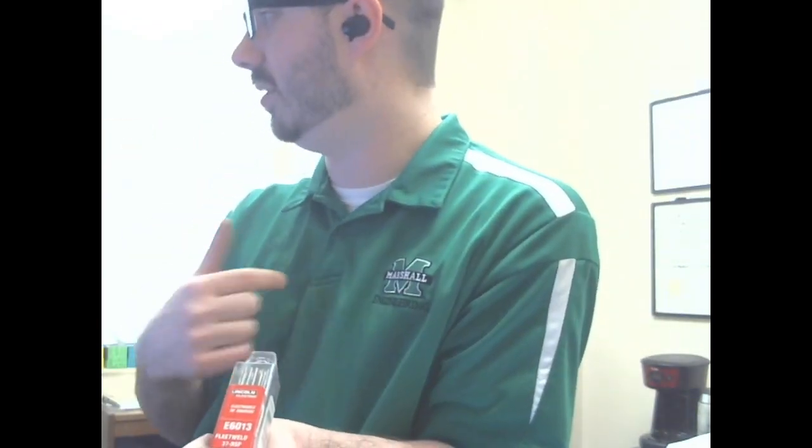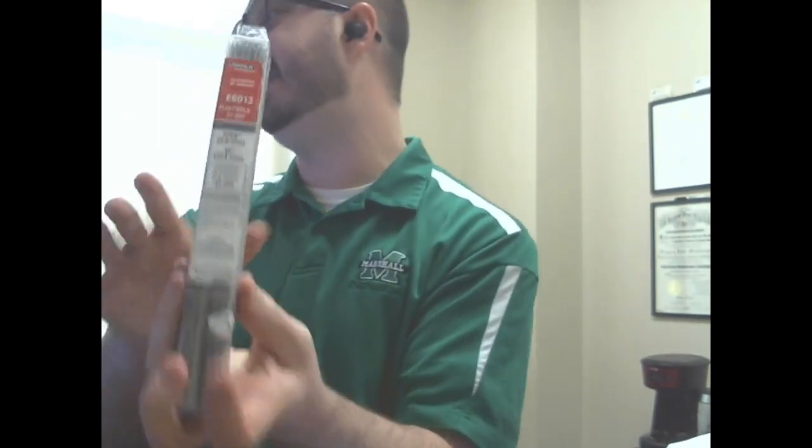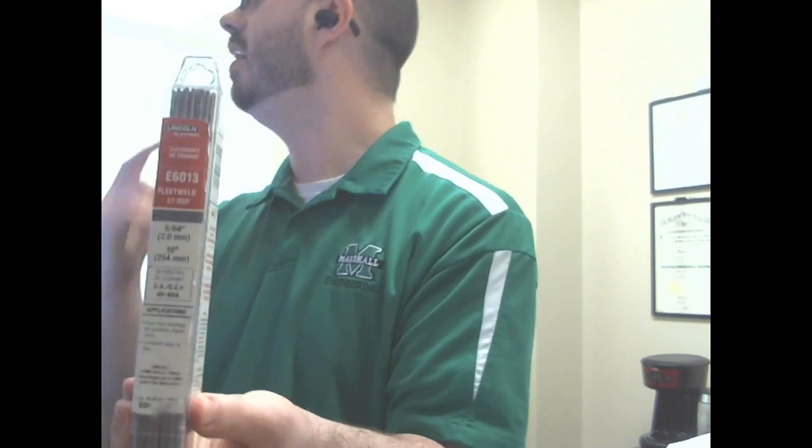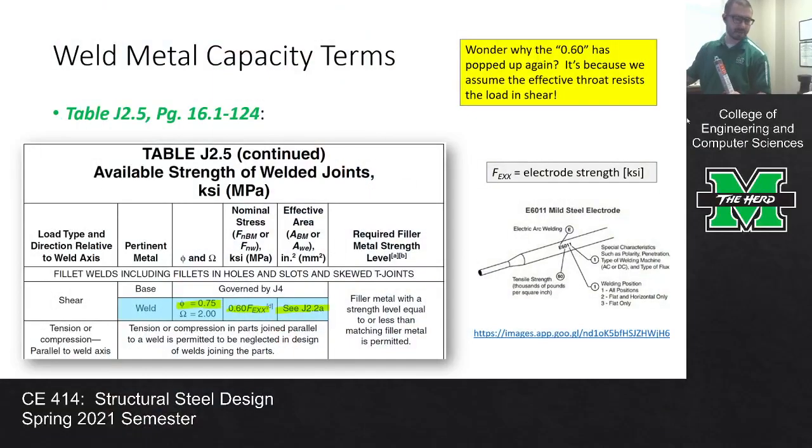But the key numbers that we're interested in as structural engineers are the first 2. So as a structural engineer, all I care about is that this is an E60 electrode. And what does that mean? The electrode strength is 60 KSI. So if it was an E70 electrode, the electrode strength would be 70 KSI. If it's an E110, it'd be 110 KSI or what have you. So the electrode strength comes from the electrode classification itself, depending upon what electrodes you're using. So that's where that comes from.